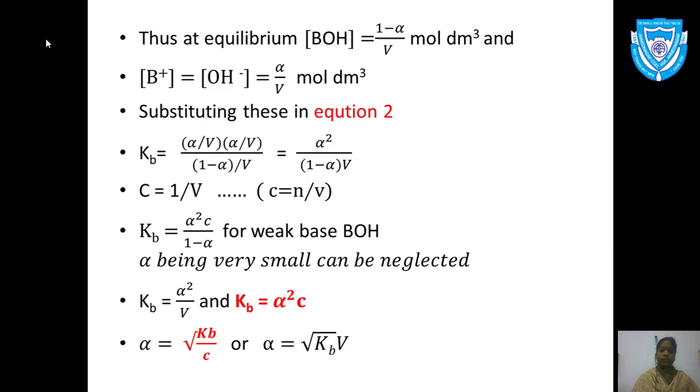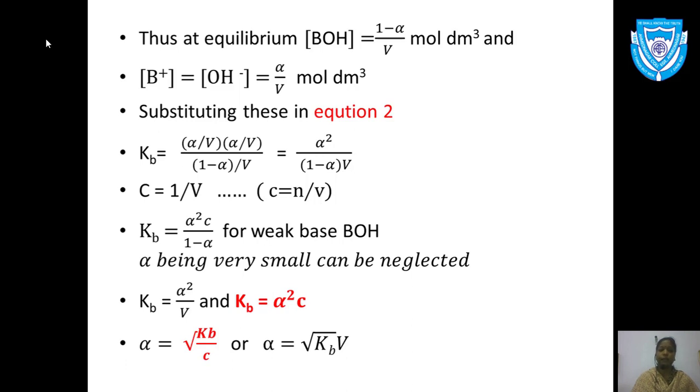So here it is just replacing Ka by Kb. For the weak base the only modification is Kb, and the other quantities remain the same. Again here alpha being very small can be neglected. So Kb is equal to alpha square into C, alpha square upon V, or Kb is equal to alpha square into C. Hence alpha is equal to under root Kb upon C, or alpha is equal to under root Kb into V. This is the Ostwald dilution law or Ostwald dilution formula for weak base.